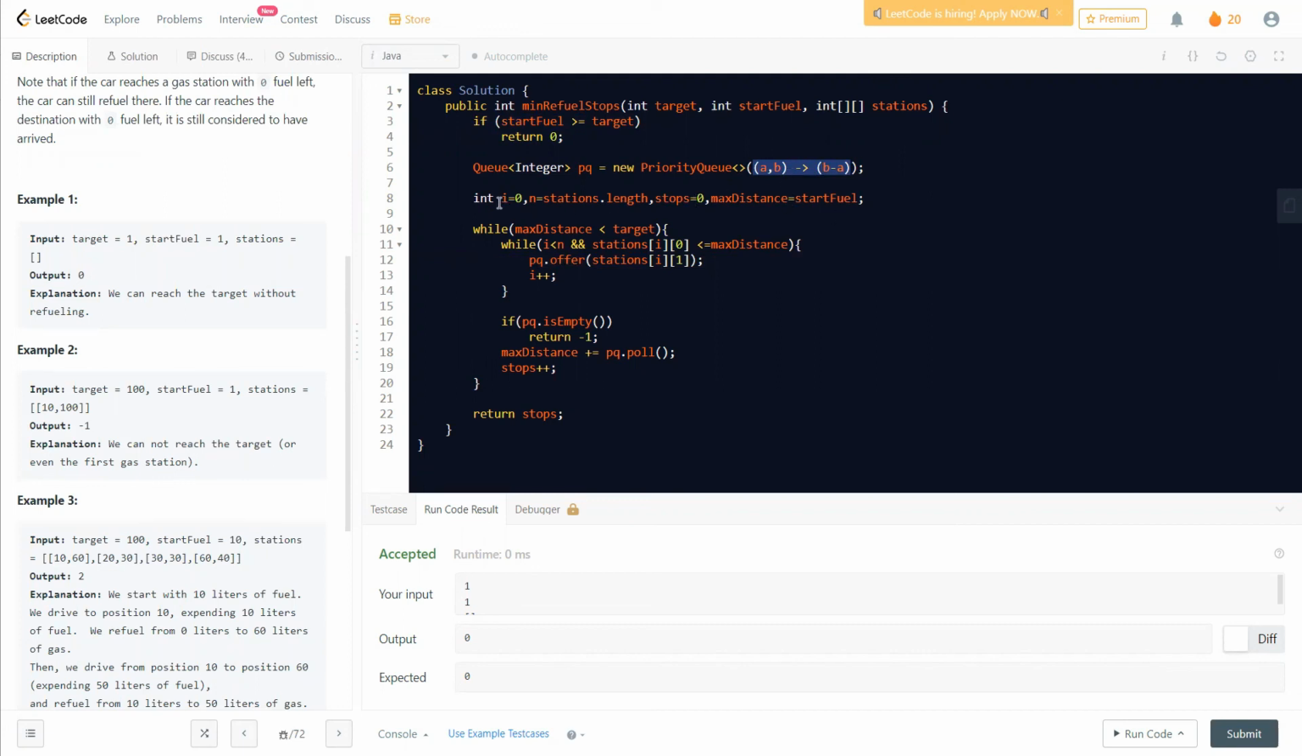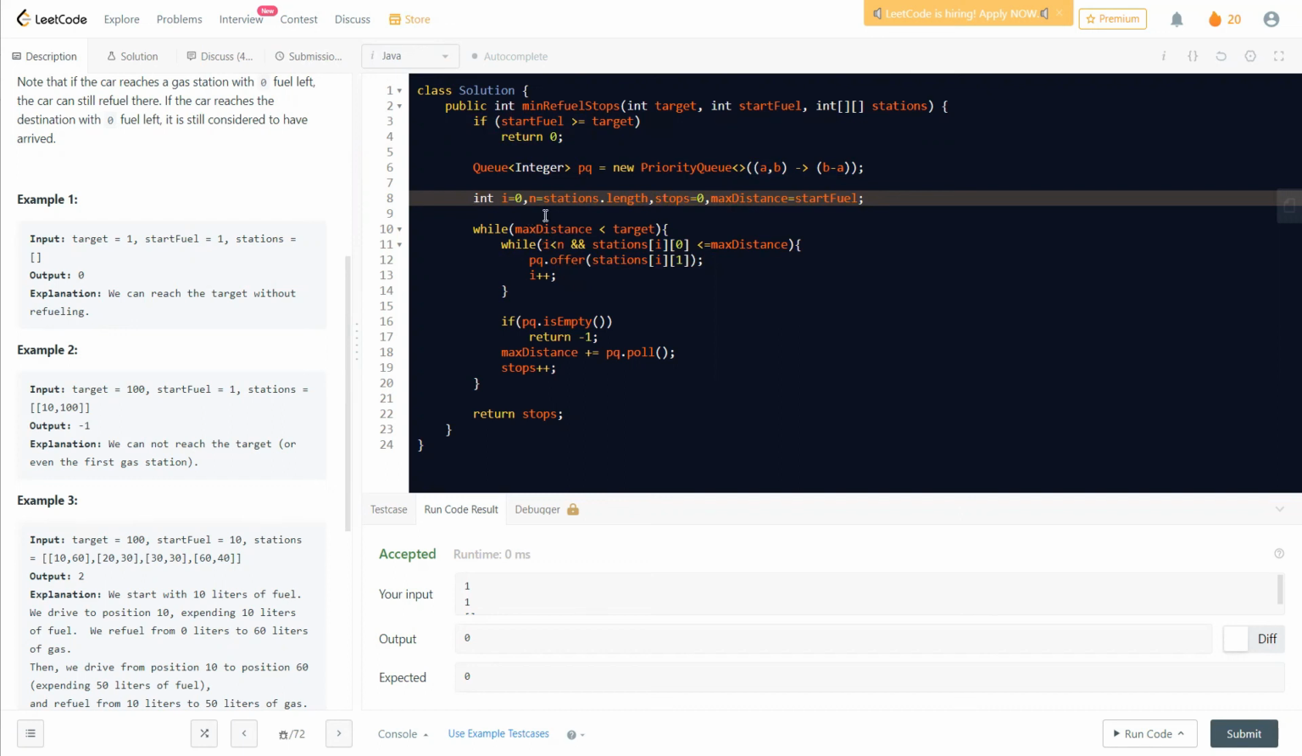Fine. Next, we got a few variables. We got i as 0, n being the stations' length, how many stations there are, and stops being 0. That will be our final return. And we just renamed this start fuel variable as our max distance. So what is the whole thing we're doing? We're checking while our max distance is less than our target.